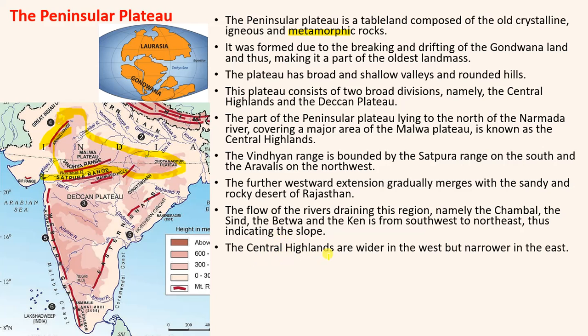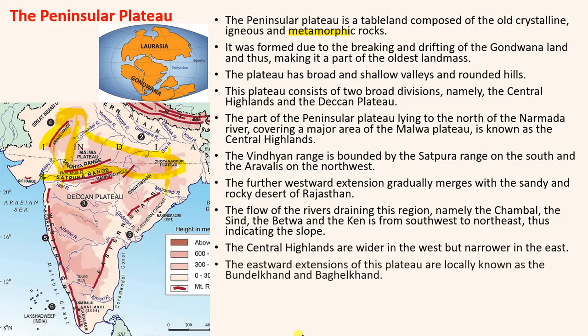The Central Highlands are wider in the west but narrower in the east. You can see it is wider in the west. This is the width in this Central Highland, and narrower in the east. This part you can see how narrow it is. The eastward extensions of this plateau are locally known as Bundelkhand and Baghelkhand.